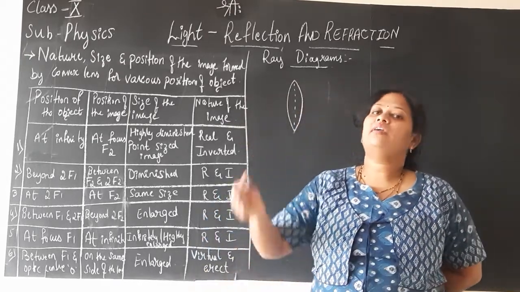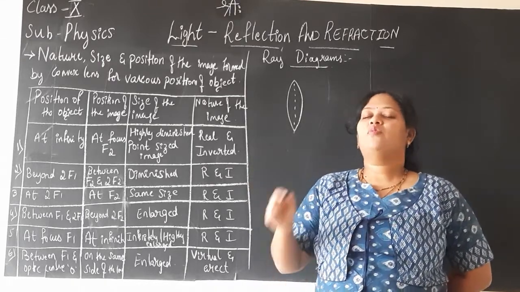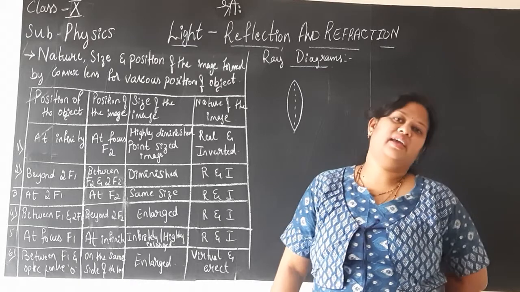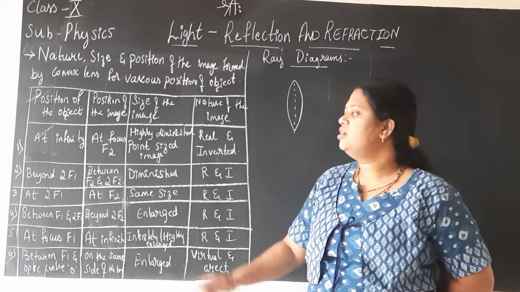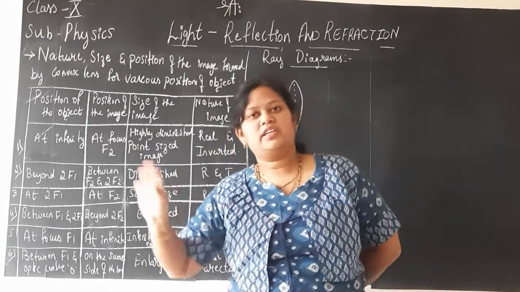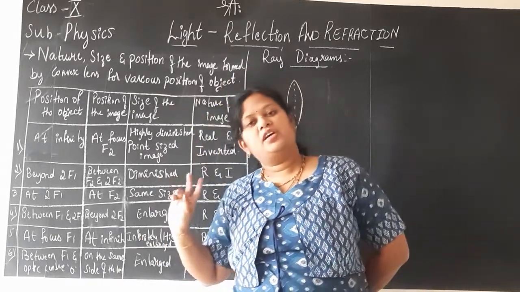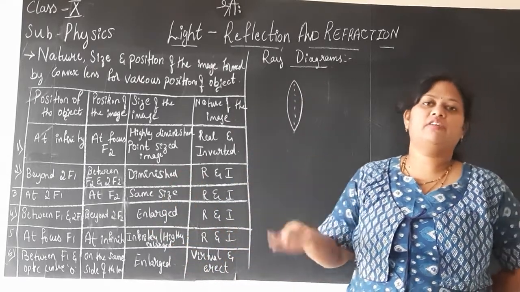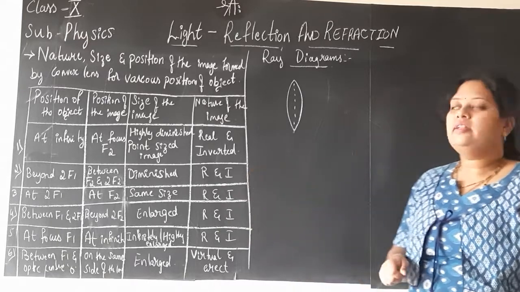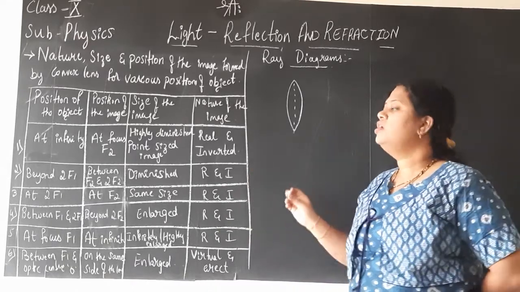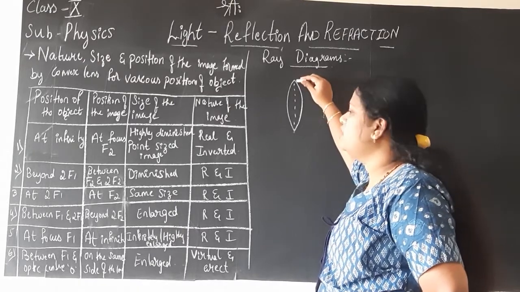Real images are always inverted, virtual images are always erect. All this we have discussed, children. With that background, today this table is also very simple. If you have understood that table or gone through the video on formation of images by concave mirrors, children, this is very easy.